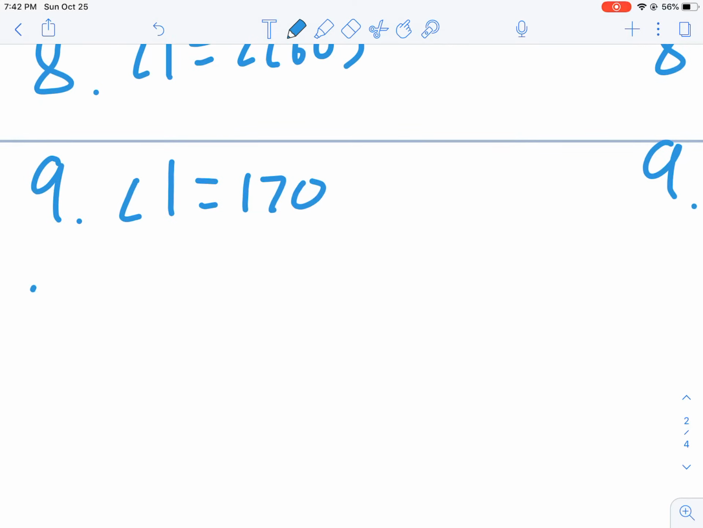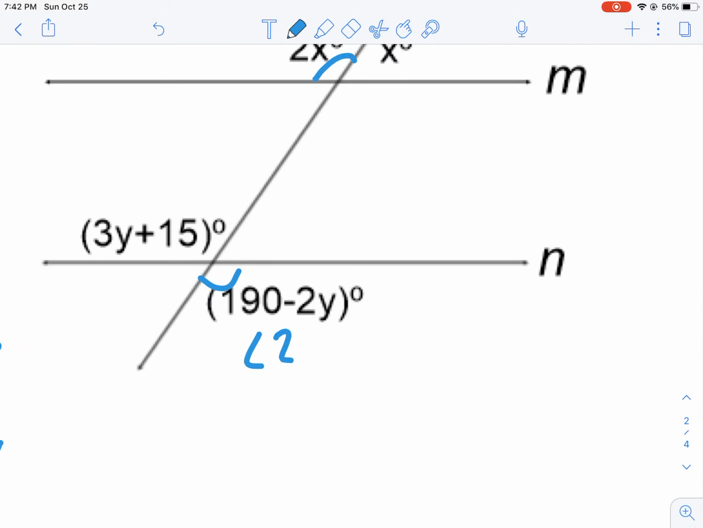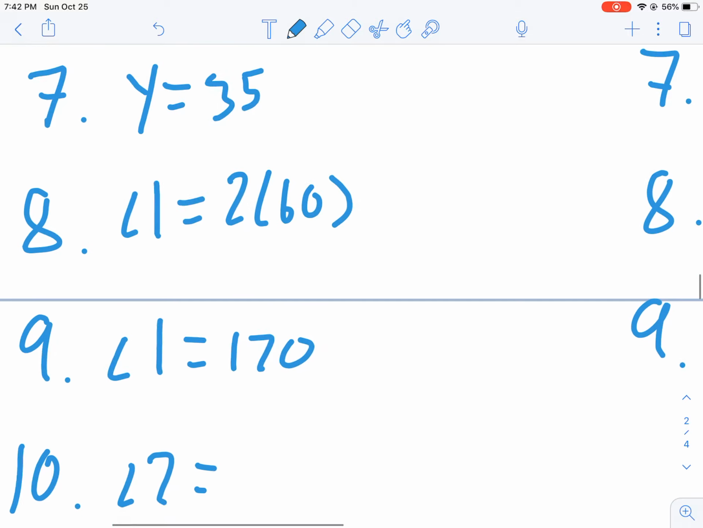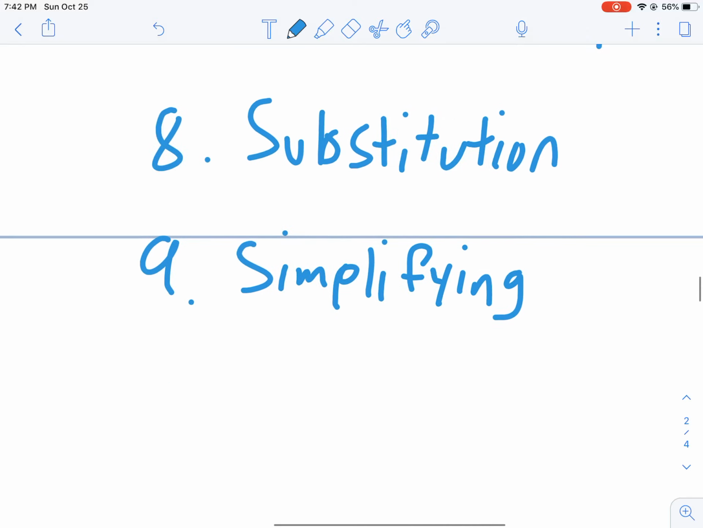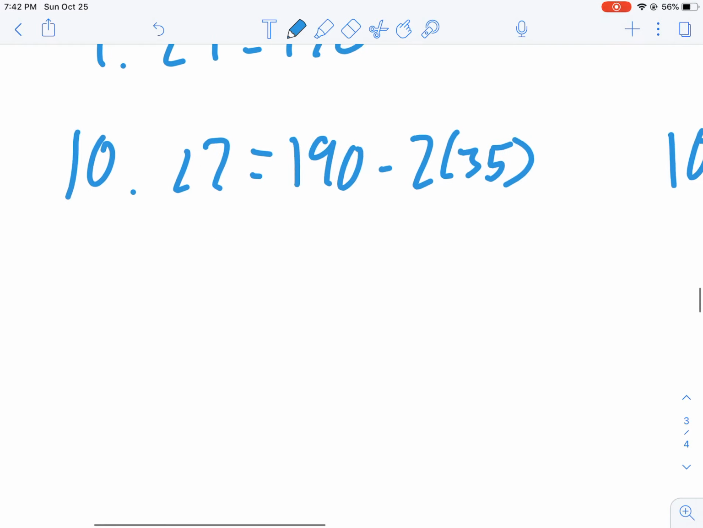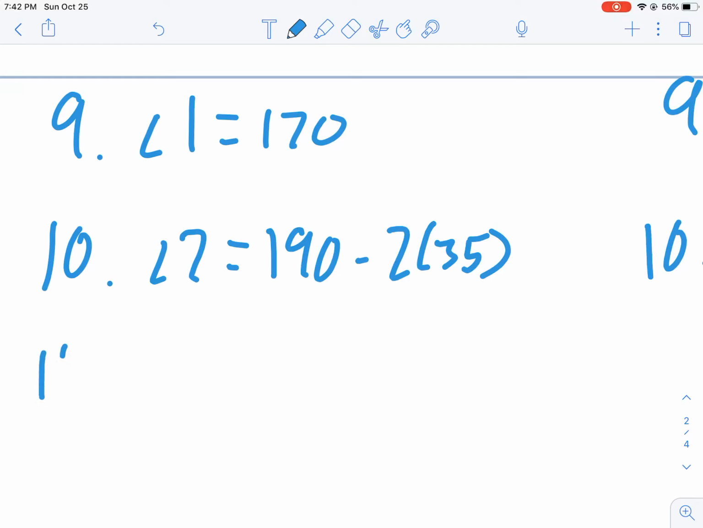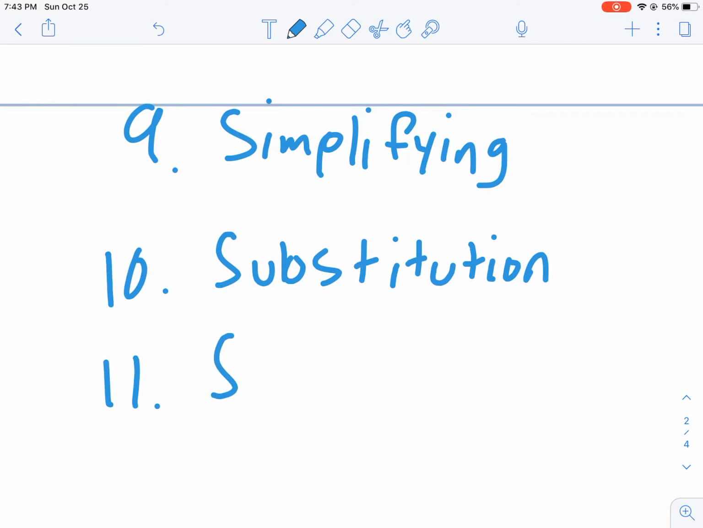We need to do the same thing for angle 2. So angle 2 equals 190 minus 2y. For y, we got 35. So that's 190 minus 2 times 35. That's also substitution since we plugged in 35 for y. And 2 times 35, that's 70. 190 minus 70, that's 120. And again, we're just simplifying over there.